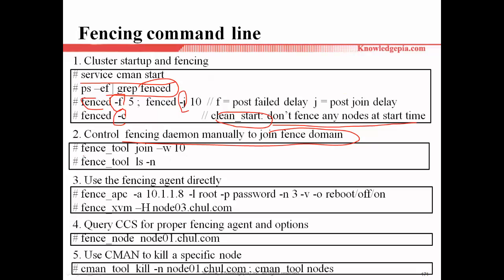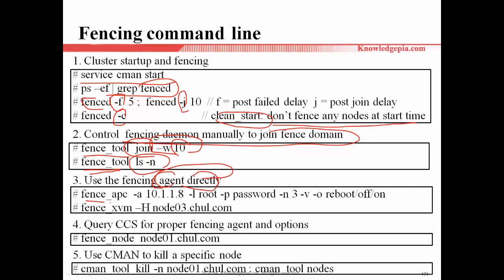You can use it like this: fence_tool join, and wait up to 10 seconds. If you want to see all the nodes in the fence_tool, then ls -n. Number 3, use the fencing agent directly. Normally we will use the command line like ccs to fence a specific failed node, but according to your situation, you can use your fencing agent directly.